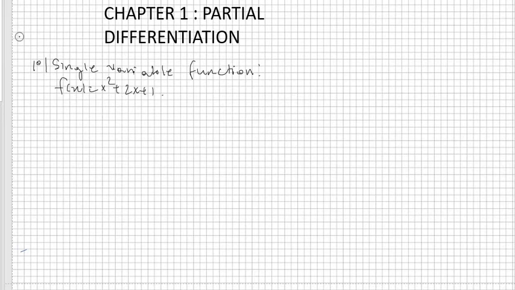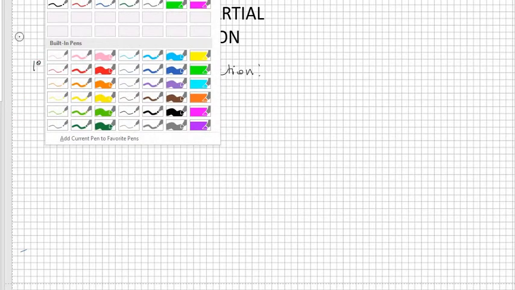Why is it called a single variable function? Because if we look at the function here, we only have one variable, the variable x. So now what is a multivariable function? A multivariable function includes two or more variables. We can have a function of two variables or more than two.